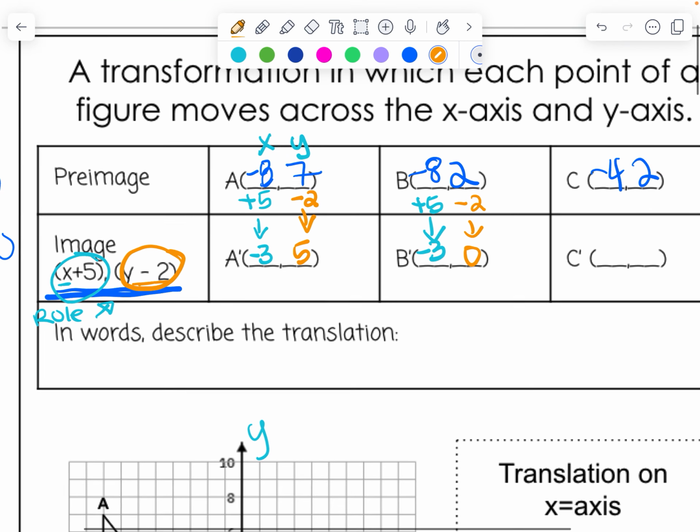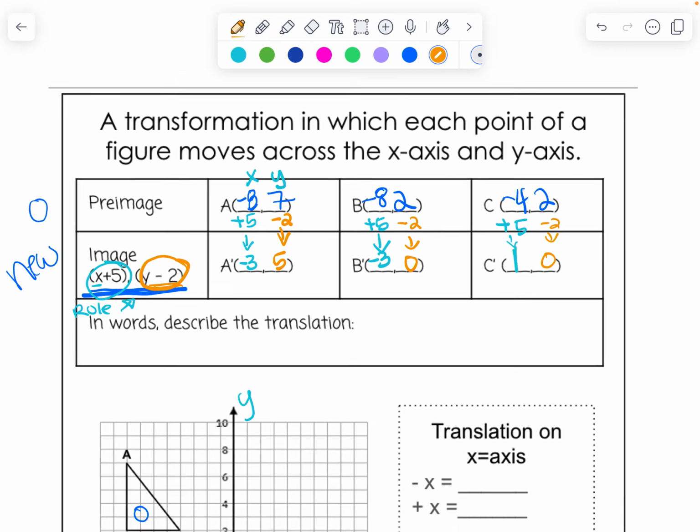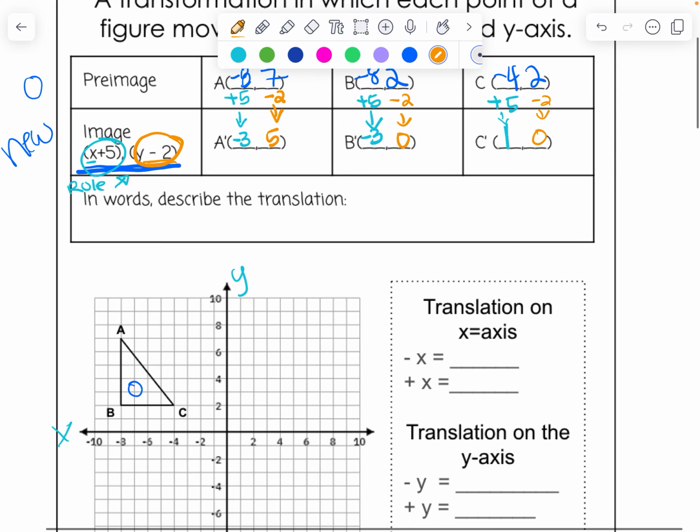Okay, and the last point, I'm going to do the same thing. For X, I am going to add 5. I know that -4 plus 5 is 1. And 2 minus 2 is going to give me 0. So those are going to be my new ordered pairs. And now I'm going to plot the new points on the graph.